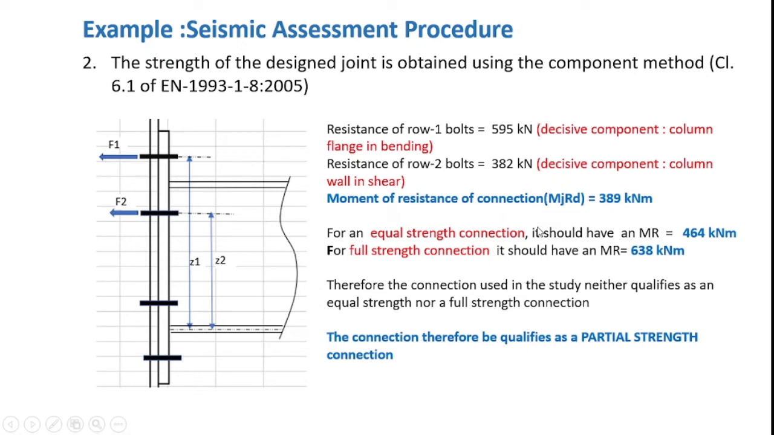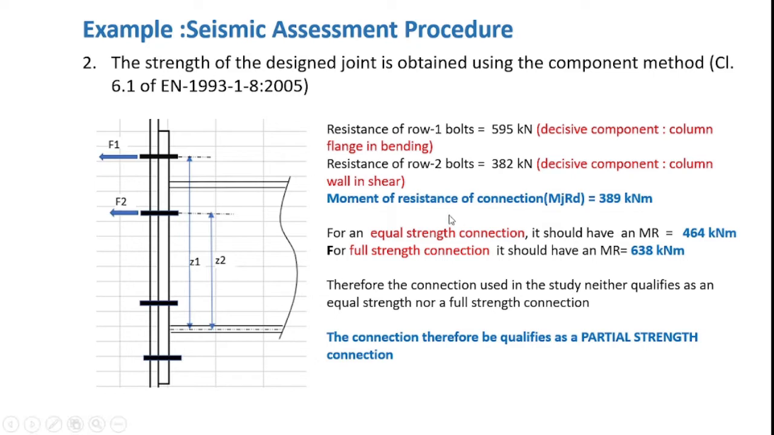Now, if we would have designed this connection as an equal strength connection, it should have a strength that corresponds to the full plastic strength of the connected beam IPE400, which works out to be 464 kilonewton meter. On the other hand, if this connection is to be qualified as a full strength connection, which is recommended in the Eurocodes, it should have a higher moment strength, equal to 638 kilonewton meter, which obviously takes care of the possible increase in the yield strength and also the strain hardening factors in the computation.